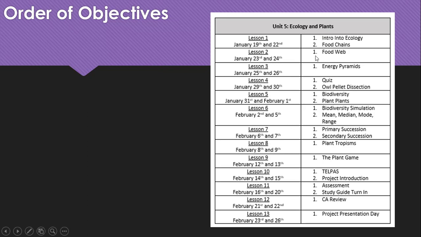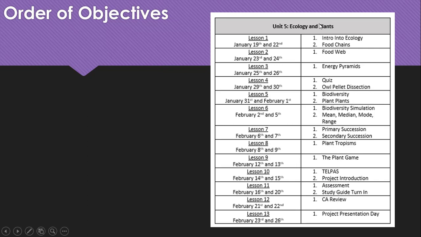I definitely, however, wouldn't skip food webs and energy pyramids, just to give them a refresher. They usually have a really good understanding of food chains, but not necessarily of food webs. They get a little overwhelmed. There's a quiz in the middle on the same day that we do an owl pellet dissection. I have included here a lab that is actually completely new, that our curriculum coordinator wanted me to focus on biodiversity and how it relates to a couple of math terms that are super important in 7th grade: mean, median, mode, and range. They usually take TELPAS at some point during this unit.